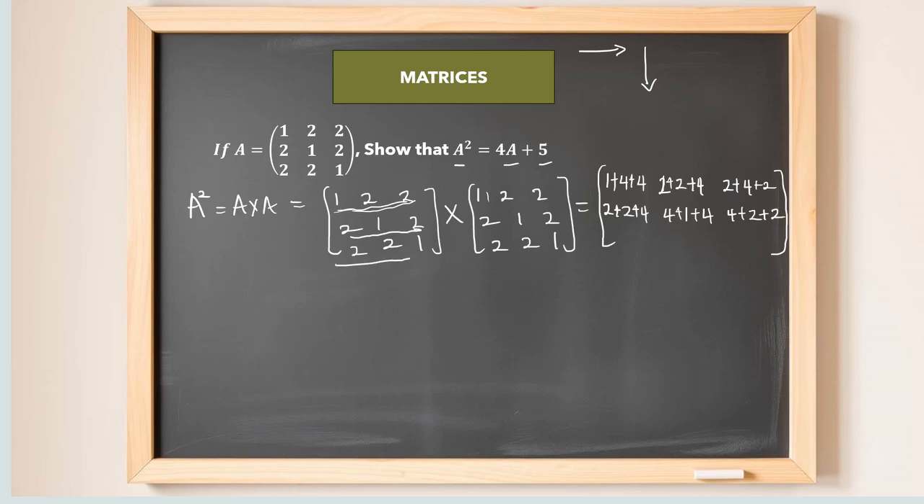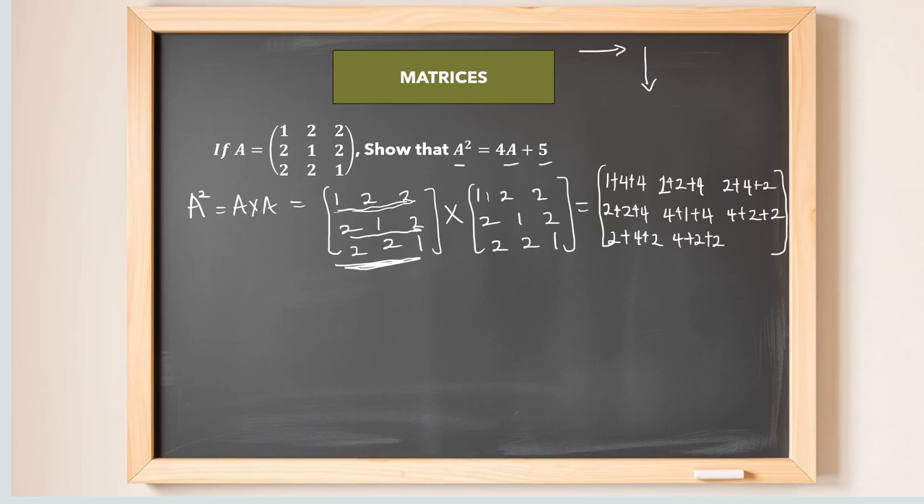Now for the last row. So I'm going to use this last row to multiply this column and also the next column and the last column too. Now 2 multiplied by 1 is going to be 2, 2 multiplied by 2 is 4, and 1 multiplied by 2 is 2. And here the same thing. Here we have 2 multiplied by 2, which is going to be 4, plus 2 multiplied by 1 is 2, and 1 multiplied by 2 is 2.